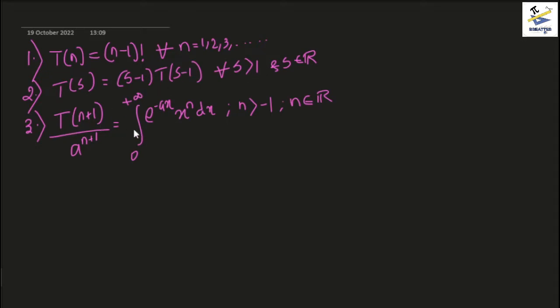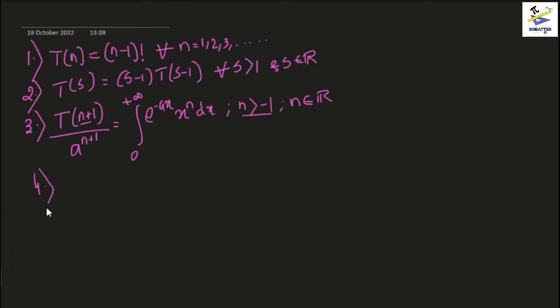Then we also found out the general integral, which is the integral from 0 to positive infinity of e to the power minus ax times x to the power n dx for any number n. So if it were a natural number, it would give you an answer in terms of factorial, but since it is not, we just need to understand that this argument needs to be greater than 0, that is n needs to be greater than minus 1 for this gamma function to exist here, right?